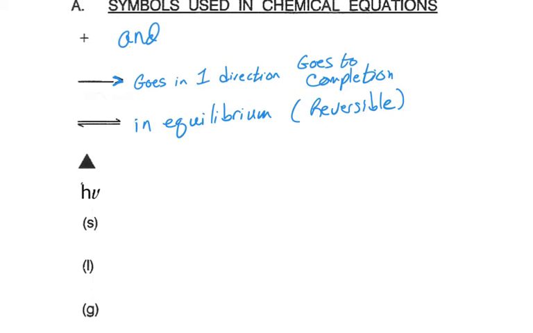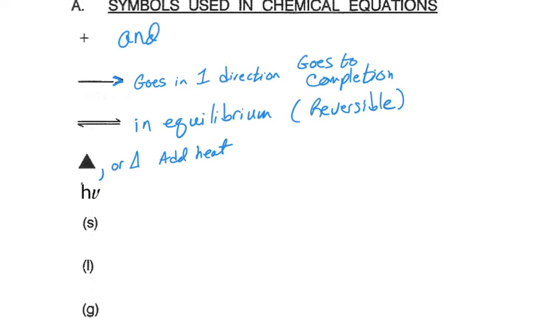Then you'll see we have this black triangle. That means to add heat. We can also see one that is a non-filled in triangle, which is commonly used. That also means to add heat. Both of those would be placed above the arrow to show that they're part of the reaction. They help the reaction occur, but they're not really used up during the reaction. We can have this H nu, which just means light.